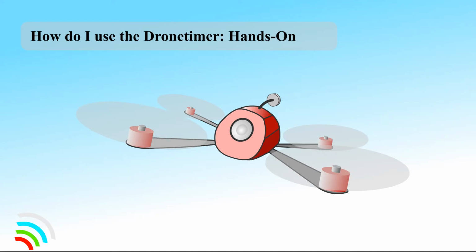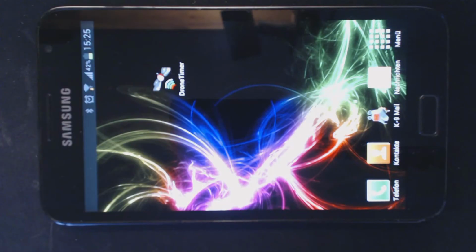In the next part of the video, I want to give you a short hands-on tutorial of how to use the Dronetimer app for your purposes. Therefore, I will be showing you the usage of the app on my elderly Samsung Galaxy Note 1 mobile phone running Android 4.1.